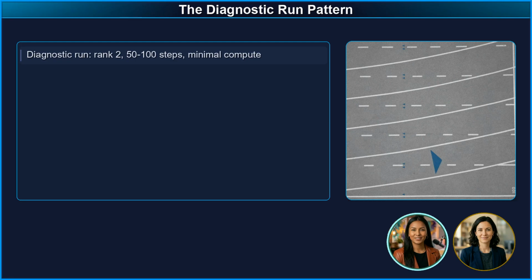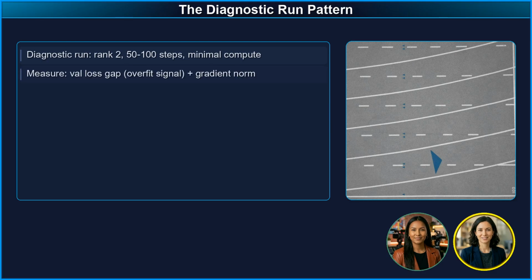The Diagnostic Run Pattern is a short, cheap experiment that runs before the full training run. You configure rank at 2, set max steps to 50 or 100, and run on a single GPU with your actual dataset and base model. The goal is not to produce a usable model, but to measure the signal-to-noise ratio in your setup.